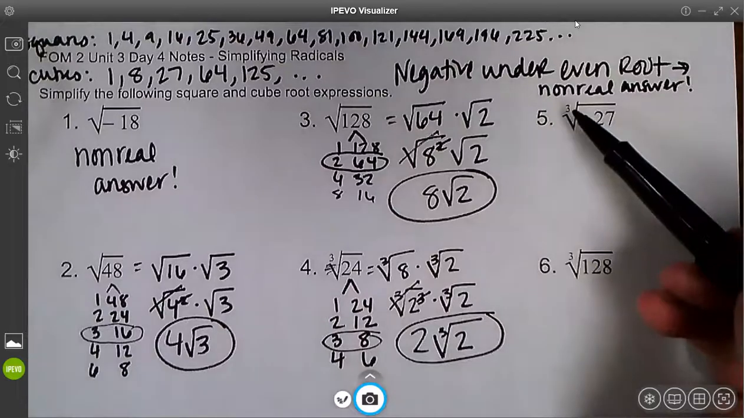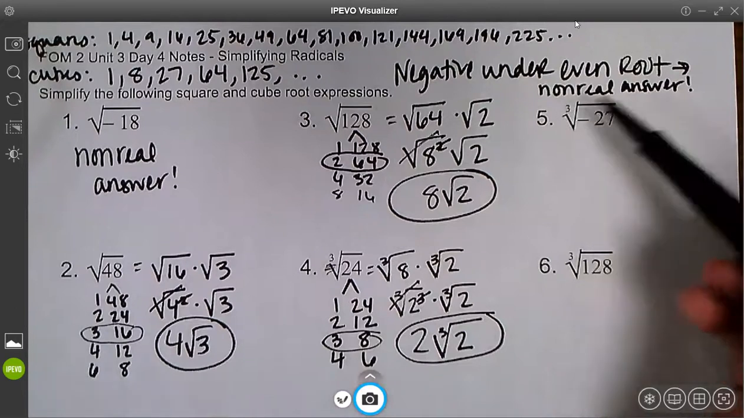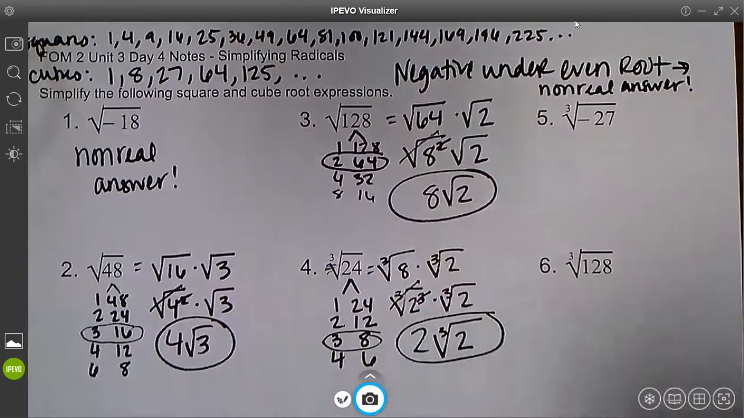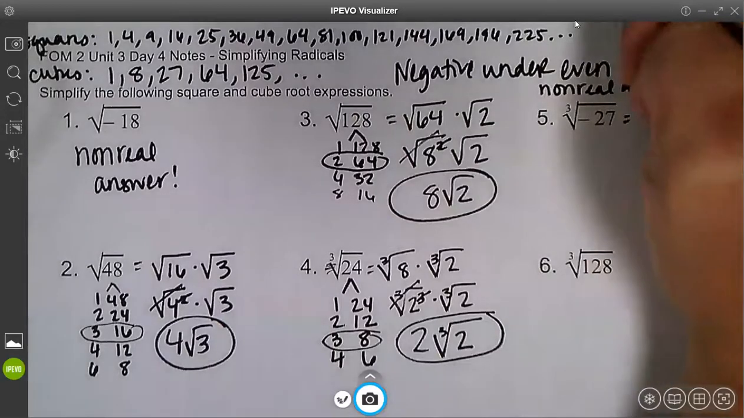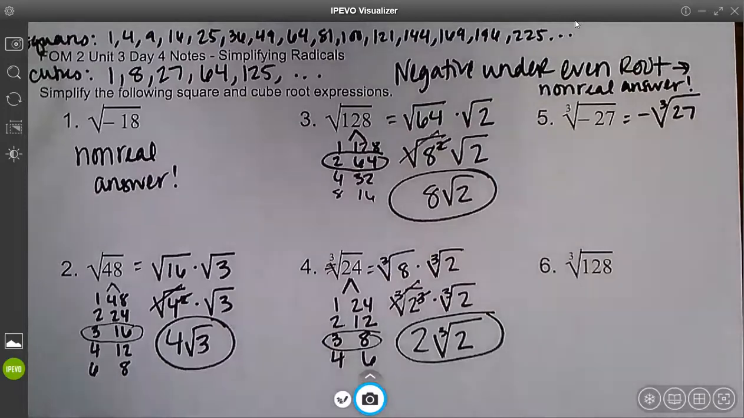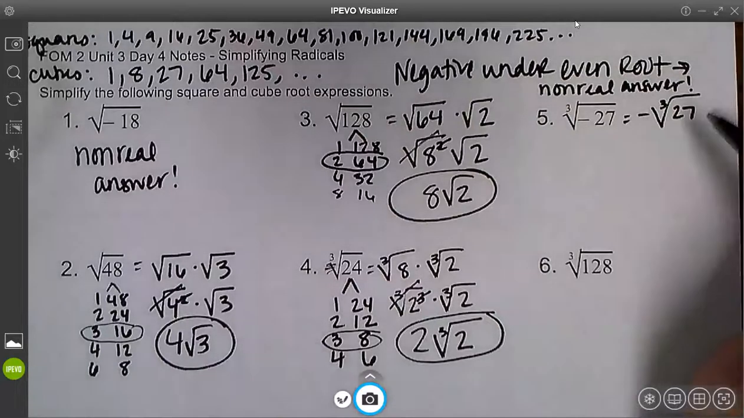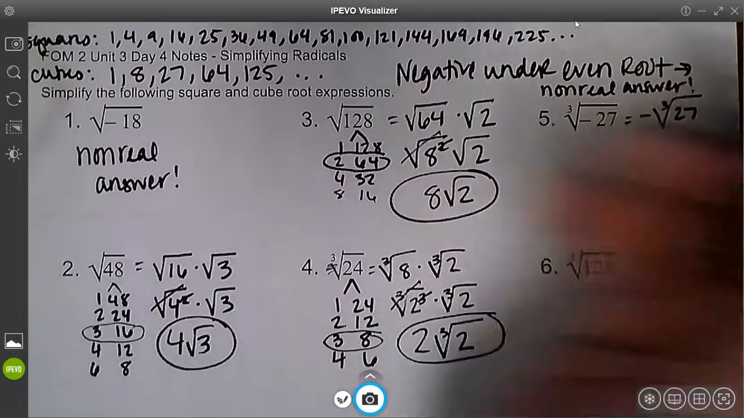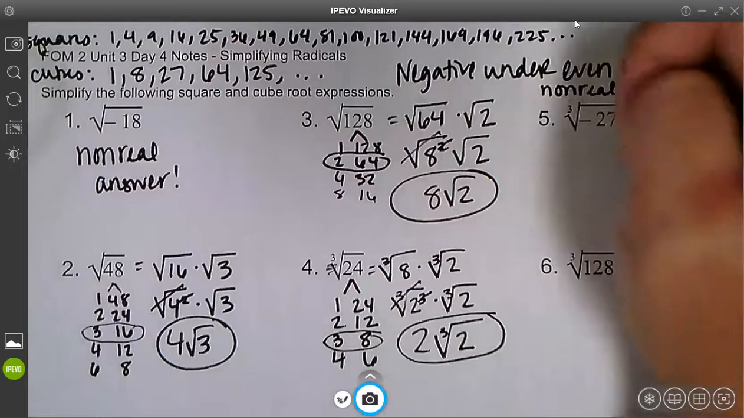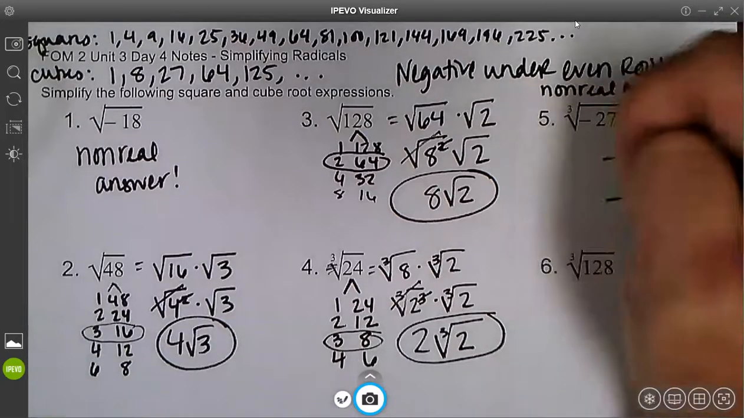When you have an odd index, an odd root, the negative just gets carried out to the front. So this is equivalent to negative cube root of 27, because when you have a negative times a negative times a negative, it's still negative, because two negatives make a positive, and a positive and a negative make a negative again. So now 27 is a perfect cube, so that is equal to 3 cubed, the cube root and cube cancel, and you have negative 3.